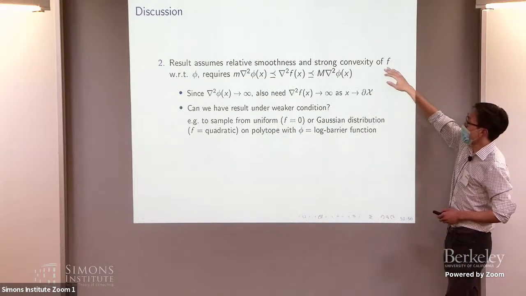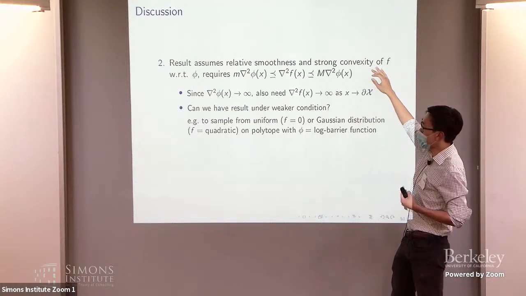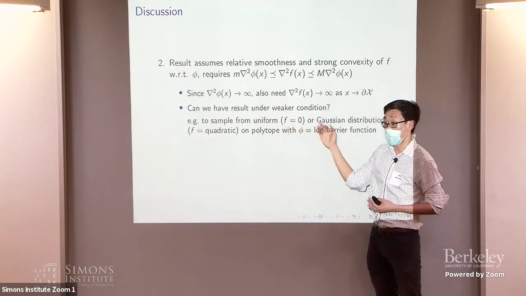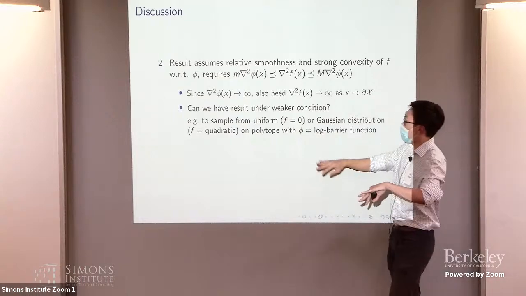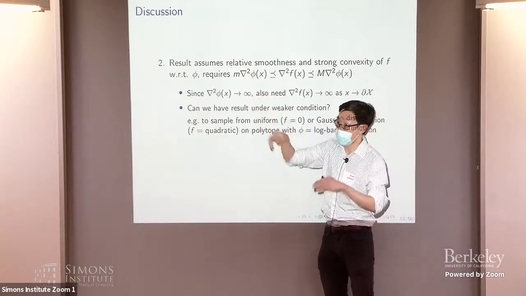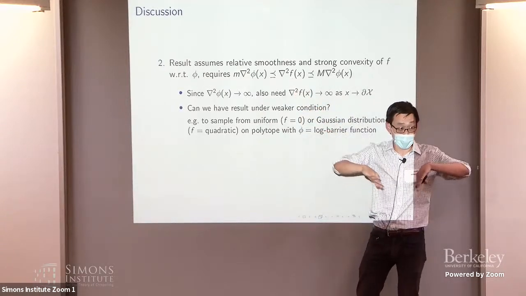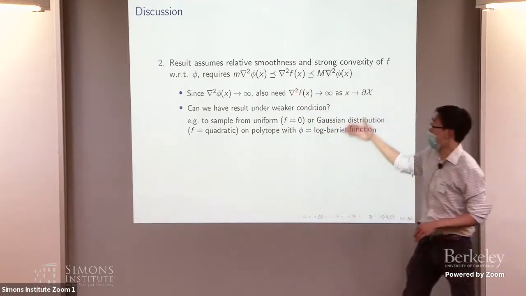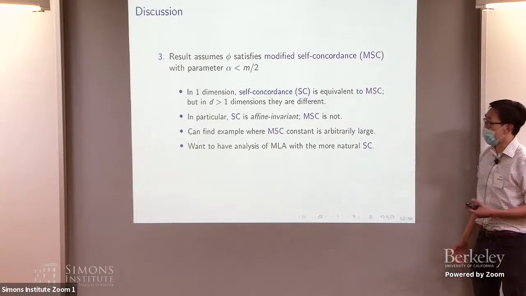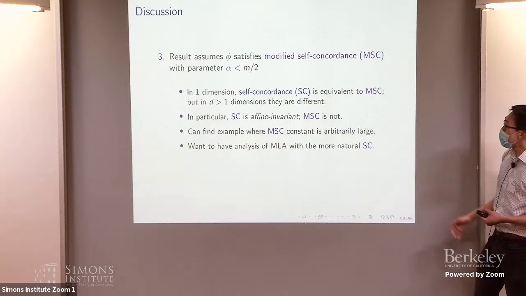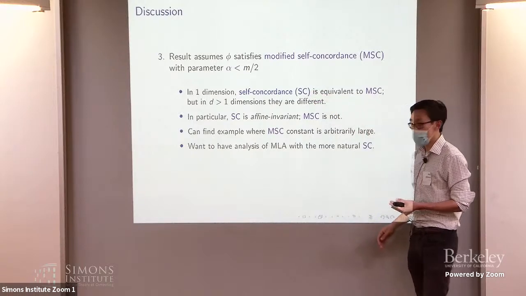The conditions right now assume relative smoothness and strong convexity. So they do not work, for example, for sampling from uniform or Gaussian if we use a log barrier function, essentially because for this barrier function, you want the Hessian to go to infinity on the boundary. So this implies your F also has to go to infinity on the boundary. So can we weaken this assumption? And then a related question is this notion of modified self-concordance. In one dimension, it's the same as the classical notion of self-concordance, but in higher dimension, it's not the same.